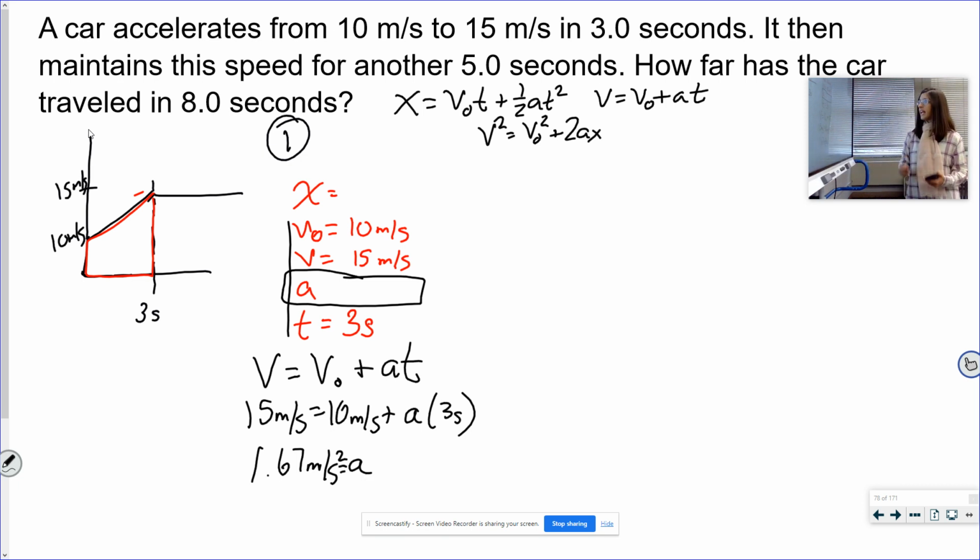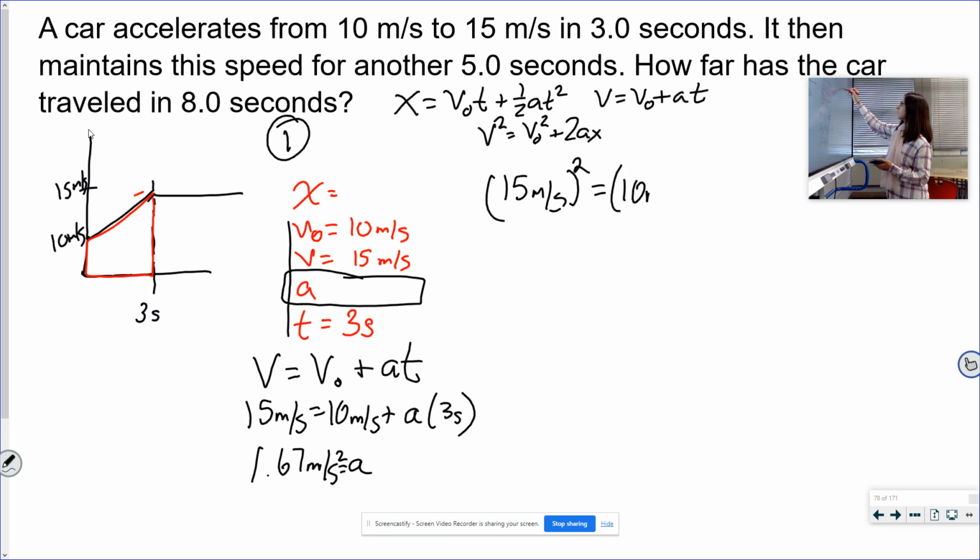Fantastic. Now that we have acceleration, we can use any formula we like that has position in it to solve for position. So we'll go ahead and do that. I'm going to choose the third equation because I don't have to worry about a t squared in that equation. So we have the final velocity of 15 squared equals v naught squared, so 10 squared, plus 2 times a times x. And that's what we're solving for, right?